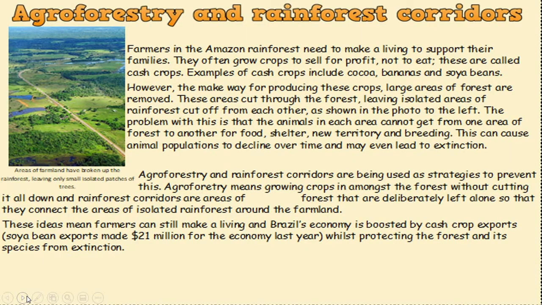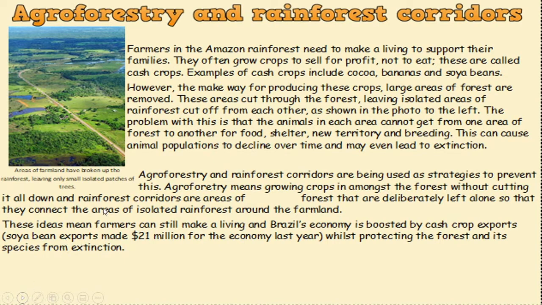So the first one you'll find is agroforestry and rainforest corridors. People grow crops to sell for profit, not to eat. They're called cash crops. A lot of the Brazilian industry and economy is cocoa, banana, soybeans, for example, and the Brazilian people need it to live. The idea is, how can we maintain the habitats? How can we maintain the nutrient and water cycle, but people can still make a living?